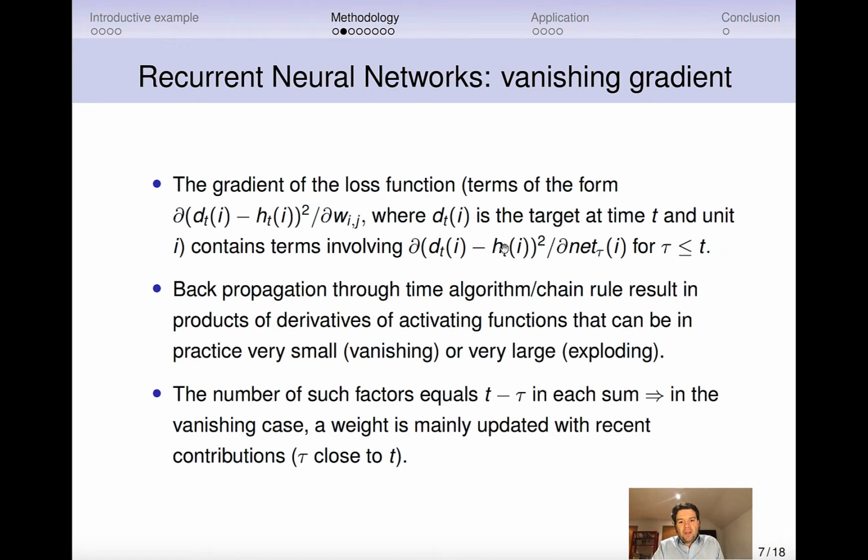That means that if t minus tau is too large, you have whole parts of the gradients that vanish, that go to 0, and that means that in this case you have weights that are updated thanks to those parts, but updated only with recent contributions. That means contributions like this for the update of the w in the gradient descent, but with tau which is very close to t. If tau is too far from t in the past, in this case the contribution is 0 or close to 0.